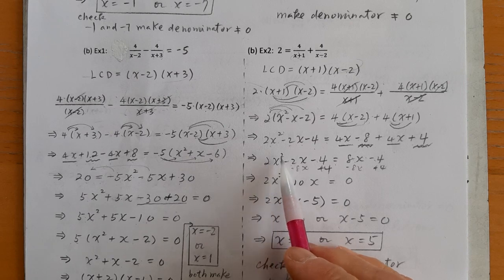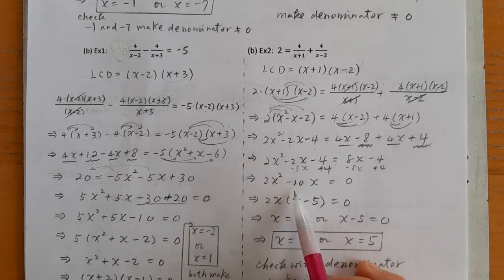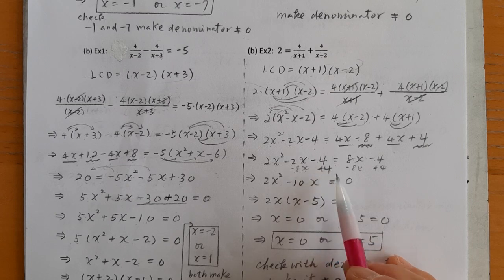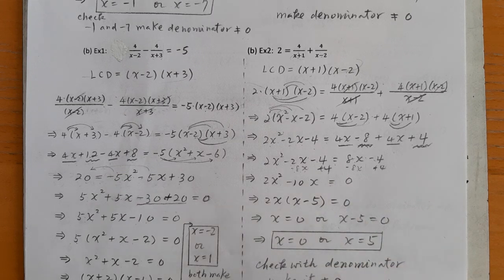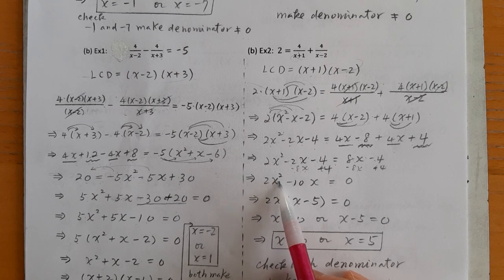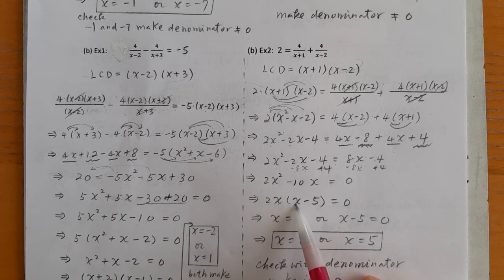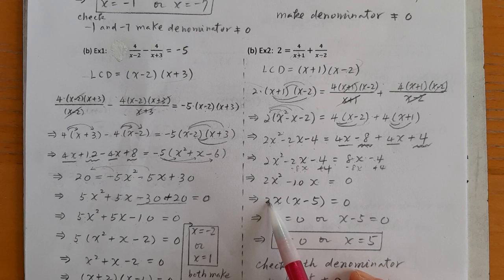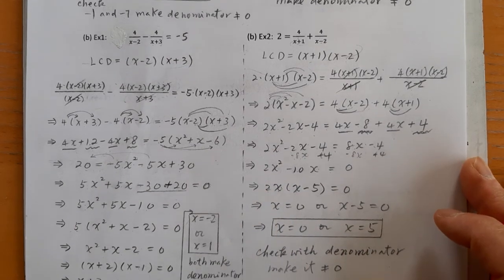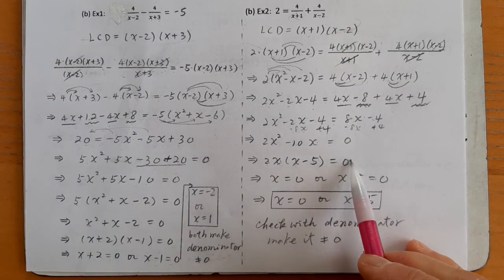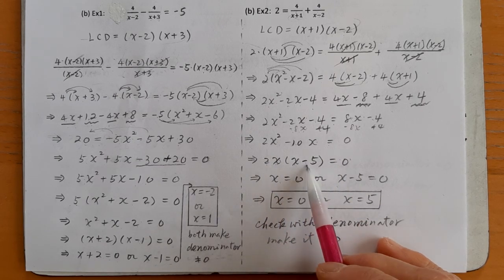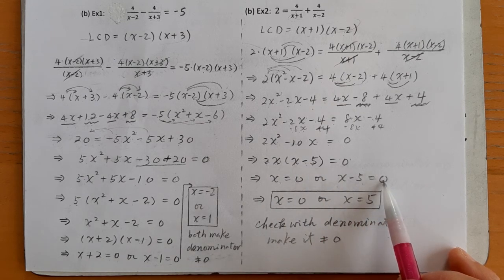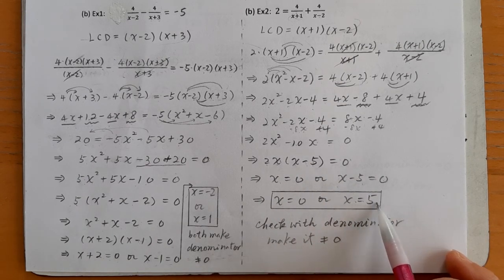So combine: 2x squared, negative 2x minus 8x is negative 10x. Negative 4 plus 4 is 0. Equals 0. Then common factor, factor out 2x. 2x taken out, remaining x. Put in parentheses, 10x divided by 2x remaining 5, equals 0. Then either x equals 0 or x minus 5 equals 0. So you get x equals 0 or x equals 5.